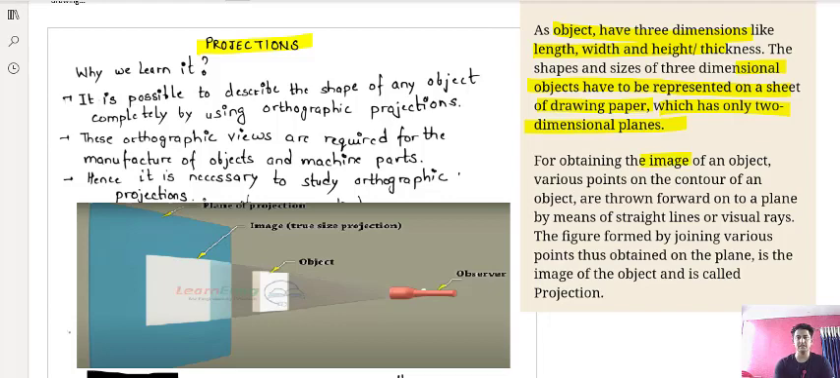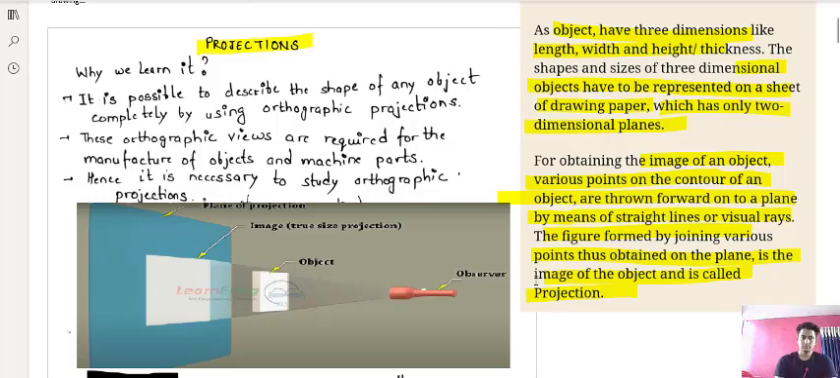For obtaining the image of an object, various points on the contour of the object are thrown forward onto a plane by means of straight lines or visual rays, that are known as projectors. The figure formed by joining the various points thus obtained on a plane is the image of the object and is called the projection. So projectors are the rays of sight that make the object on the plane of projection, and the projection is the object that has been made on the plane of projection. I hope you have understood the meaning of projection.